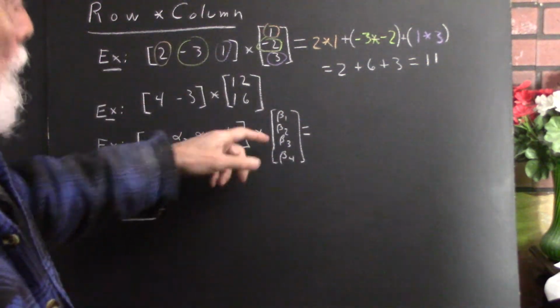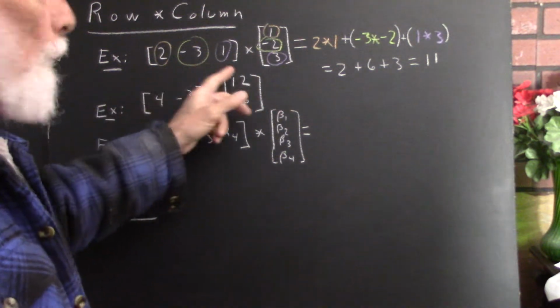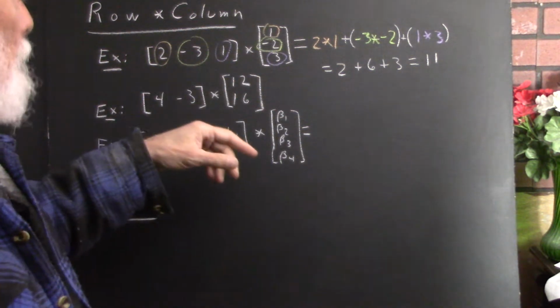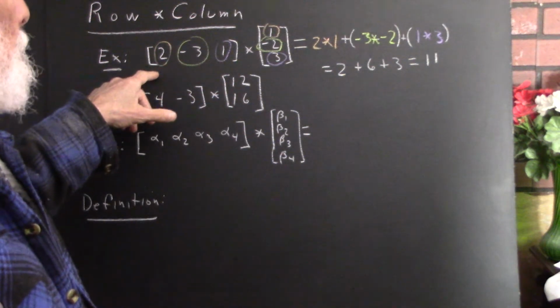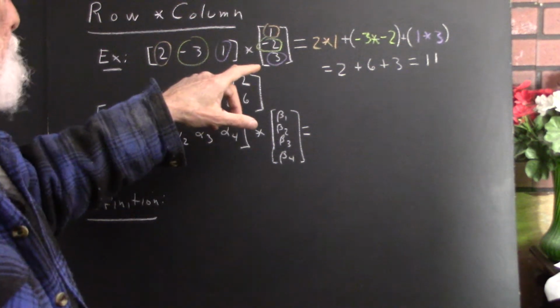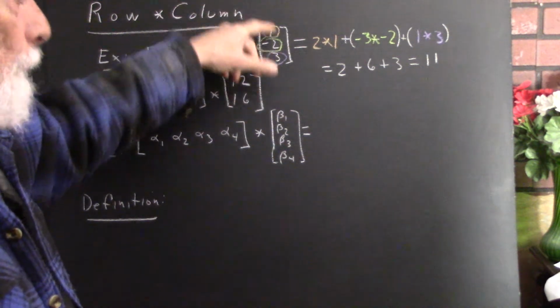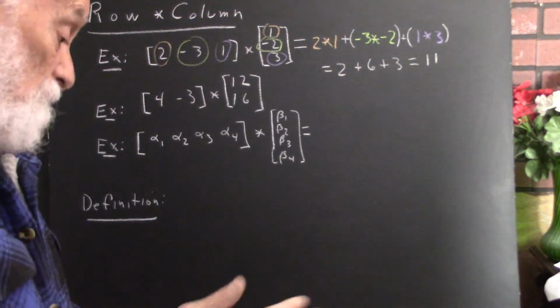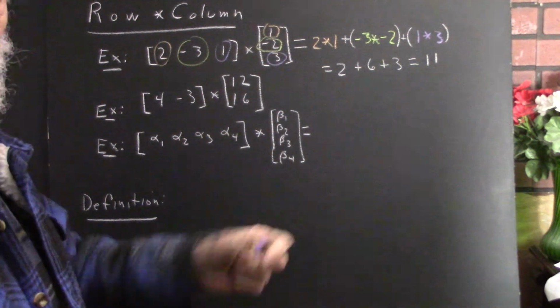Now, we can't do this if the row doesn't match the column. If we don't have enough numbers in the column to match up with all the numbers in the row, it's not defined. If we don't have enough numbers in the row to match up with all the numbers in the column, it's not defined. It just doesn't exist. We don't do it.